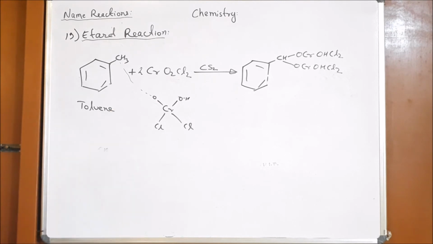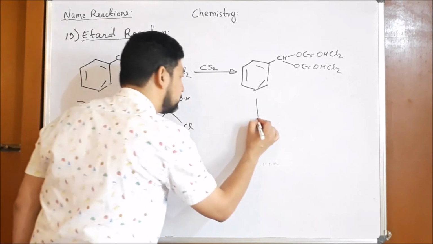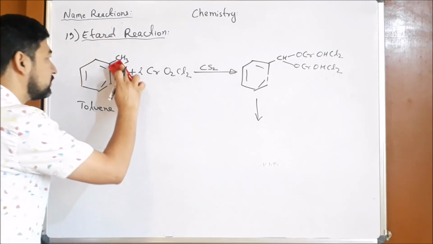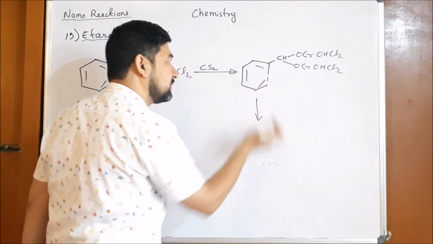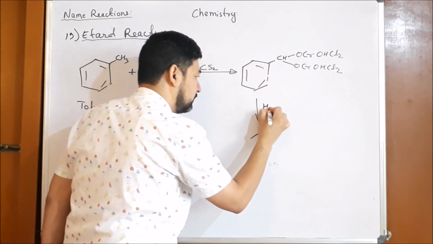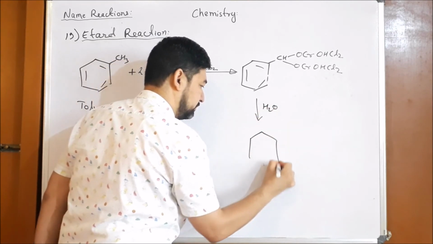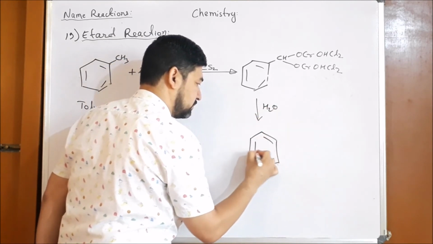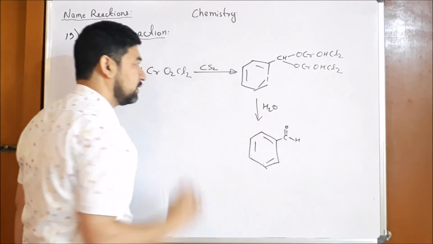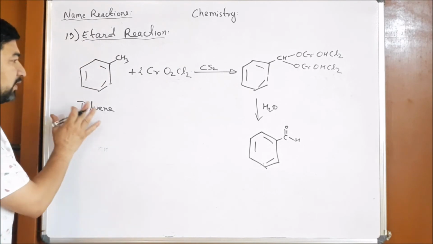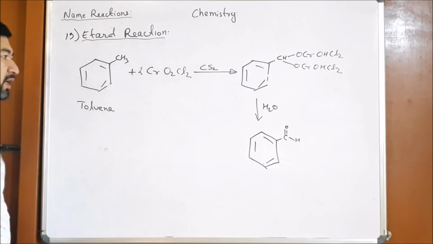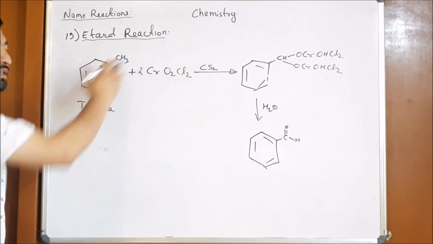When this is followed by hydrolysis, you have to remove this part. When the hydrolysis takes place, it becomes the CHO group. So it forms benzaldehyde. The conversion of toluene to benzaldehyde with the help of chromyl chloride followed by hydrolysis is known as the Etard reaction.